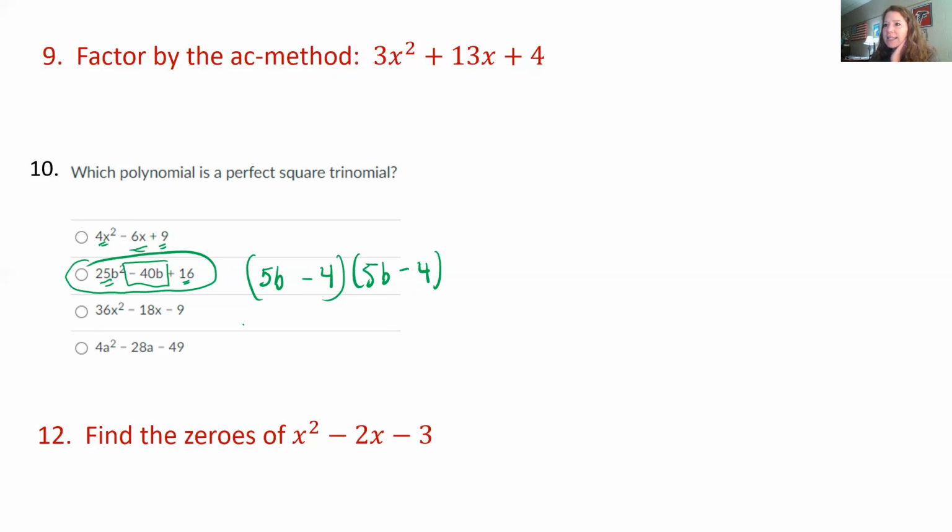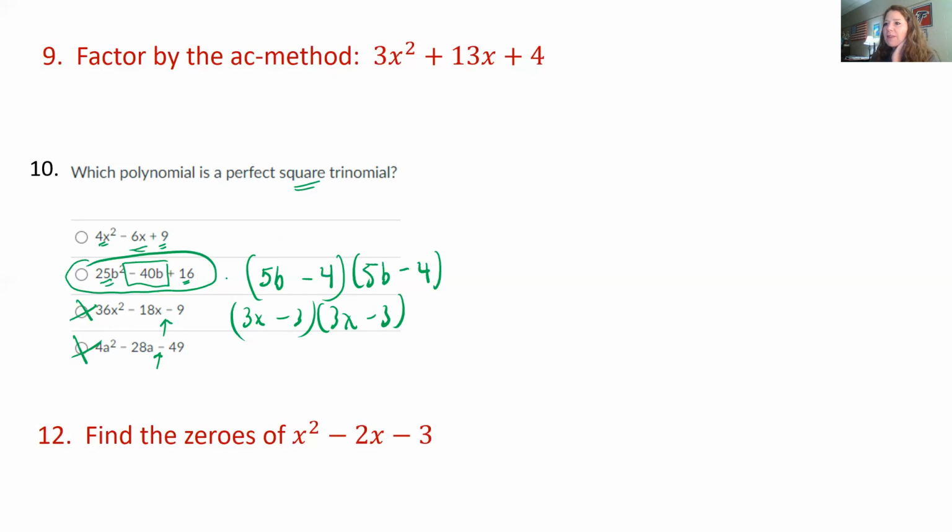We can try the other ones. Let's try 6x and 3. First of all, we know that this last term would have to be a positive, because if we multiply 2 negatives or 2 positives, we get a positive. So these are out, just because of that sign right there is not correct. It wouldn't be a negative number, because there is no square root of a negative number.